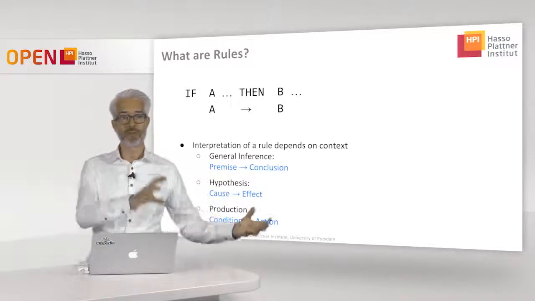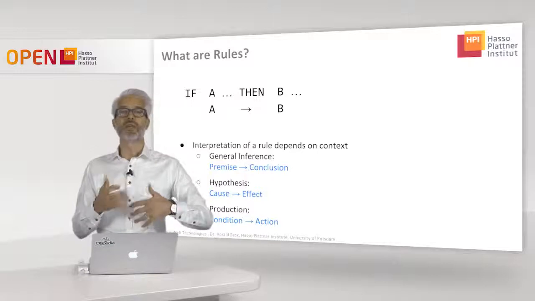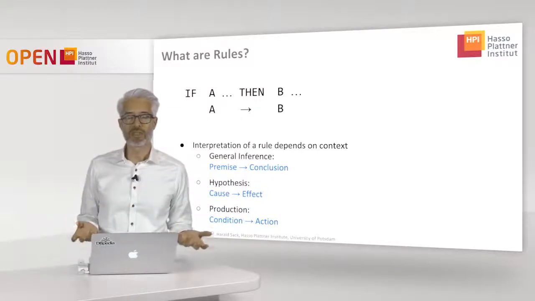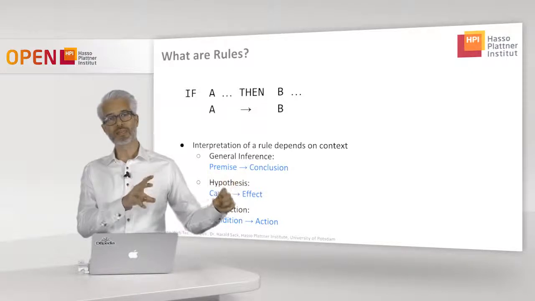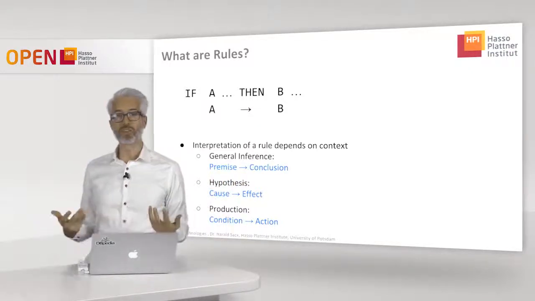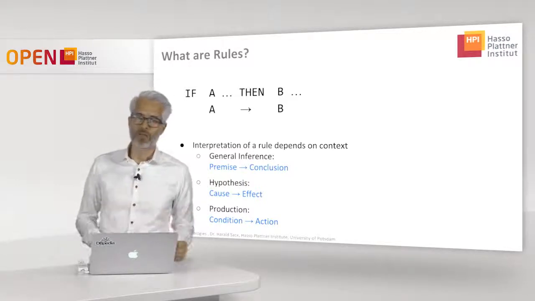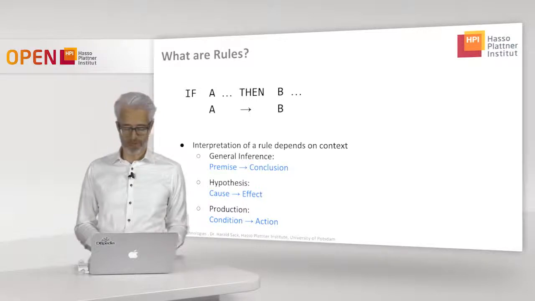So you have a cause, and the cause results in an effect. Or if you see it in a production environment, you have a precondition, and this condition in the end results in some kind of action. So it initiates a procedure. So how to deal with rules is dependent on the context.